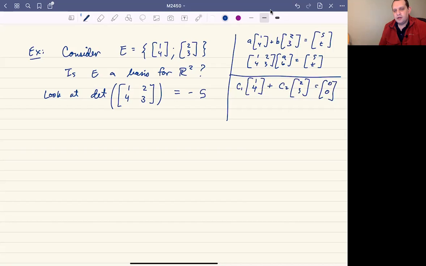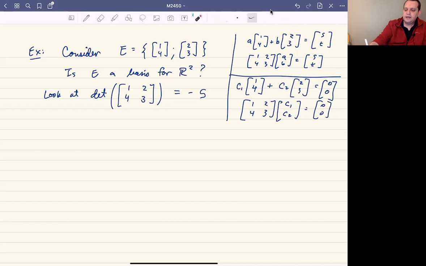If there are other solutions besides C1 and C2 being 0, so-called non-trivial solutions, maybe if C1 is 5 and C2 is -3 or something, though that's not going to work, then the pair of vectors (1, 4) and (2, 3) would be linearly dependent. Again, it's enough to look at the determinant, because you could write this as a matrix equation: the matrix 1, 4, 2, 3 times the vector (C1, C2), set equal to the vector (0, 0).